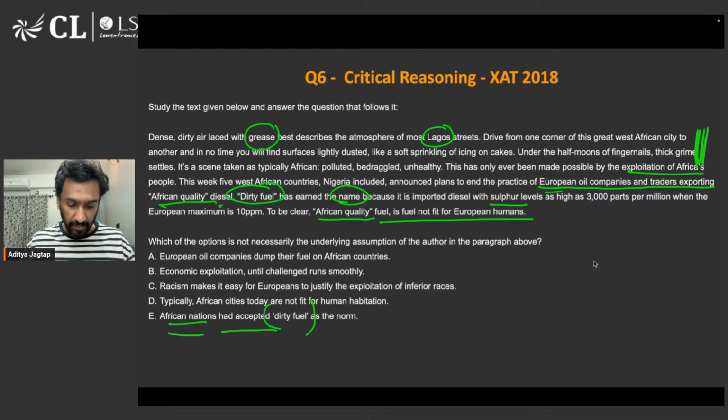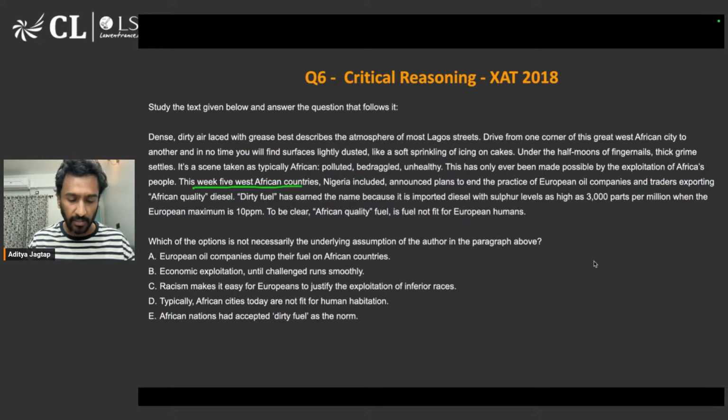So we are told that African nations had this kind of fuel for quite a bit of time. In fact, it's not even all African countries, just five West African countries are doing this. So African nations had accepted dirty fuel as the norm is a valid underlying assumption. If I said African nations had not accepted dirty fuel as the norm, then all these pieces of information that I discussed would be invalidated. So E is a valid assumption, checked by using this not test.